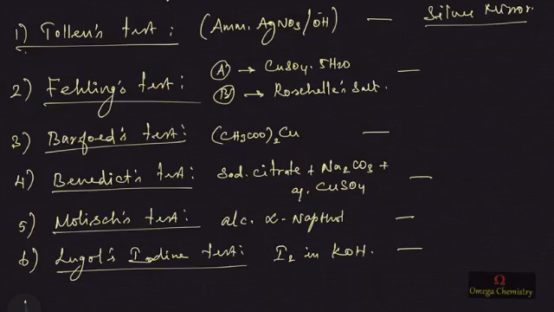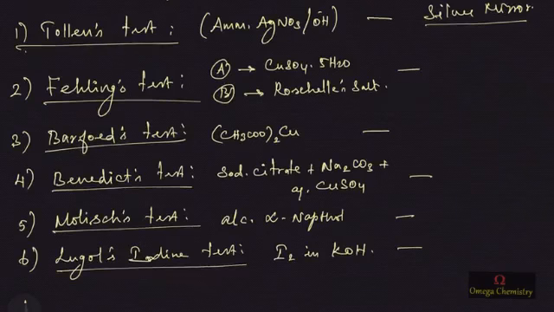Second one is Fehling's test. Fehling's solution contains equal volumes of Fehling's A and Fehling's B. Fehling's A is nothing but copper sulfate pentahydrate solution, and Fehling's B is Rochelle salt, that is sodium potassium tartrate solution. So when Fehling's solution is added to reducing sugars at higher temperature, a red precipitate of Cu2O will be obtained, and glucose, fructose and other reducing sugars will answer this test.